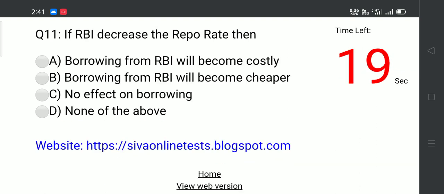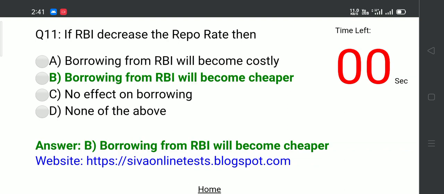Question 11. If RBI decreases the repo rate, then. Options. A. Borrowing from RBI will become costly. B. Borrowing from RBI will become cheaper. C. No effect on borrowing. D. None of the above. Answer. B. Borrowing from RBI will become cheaper.